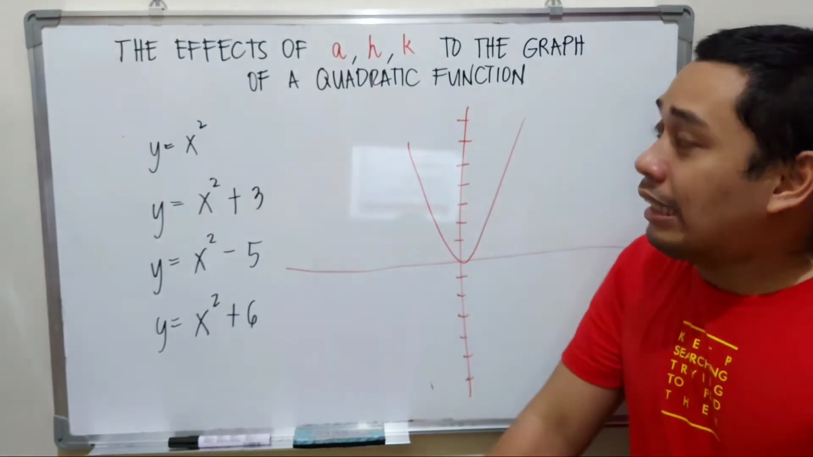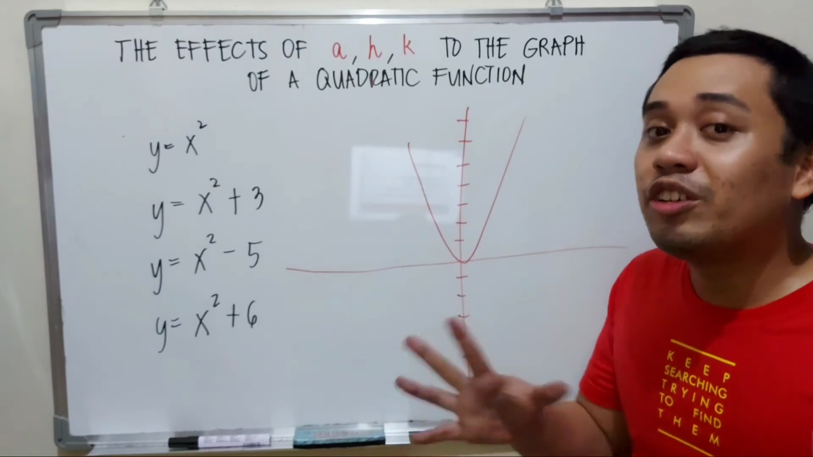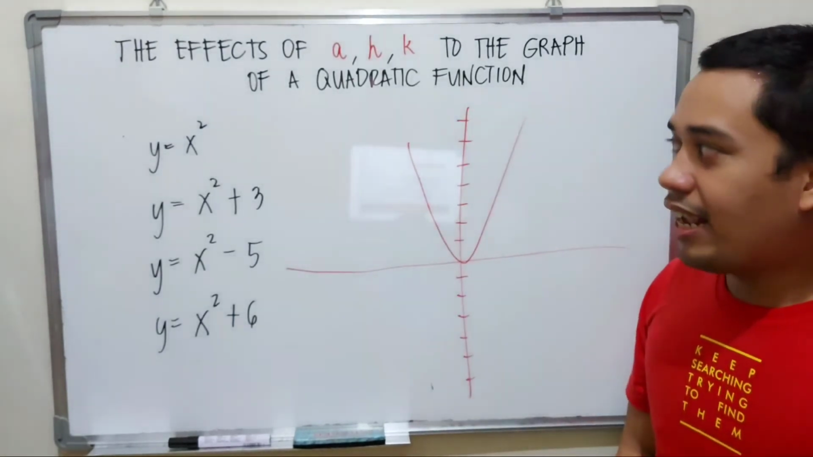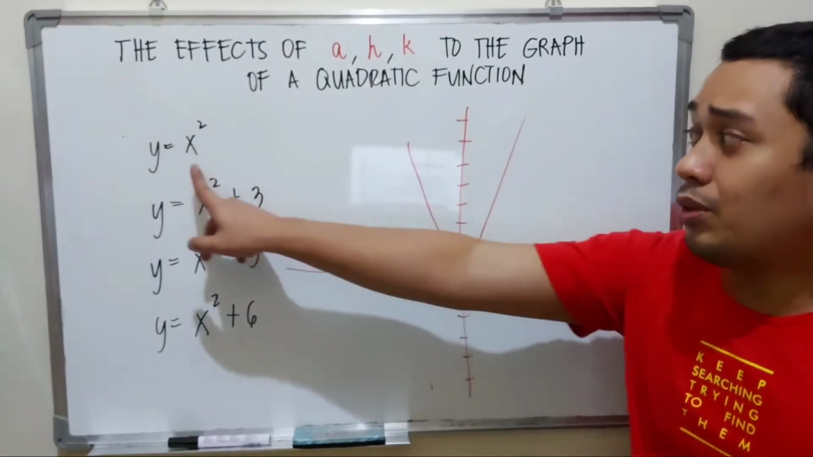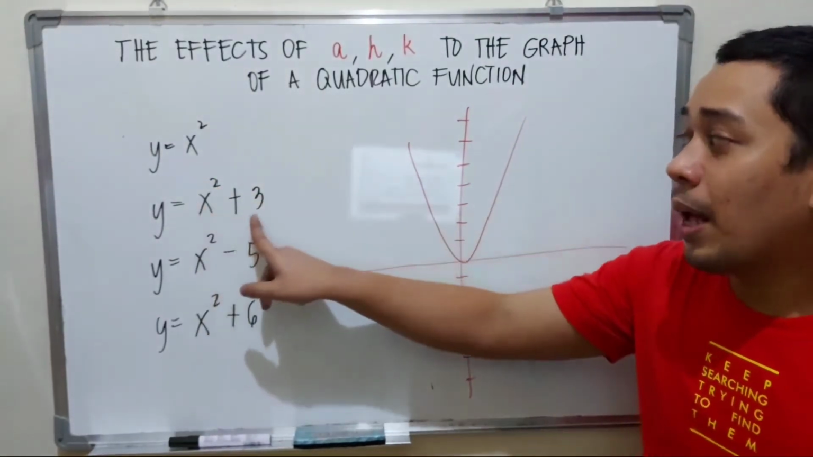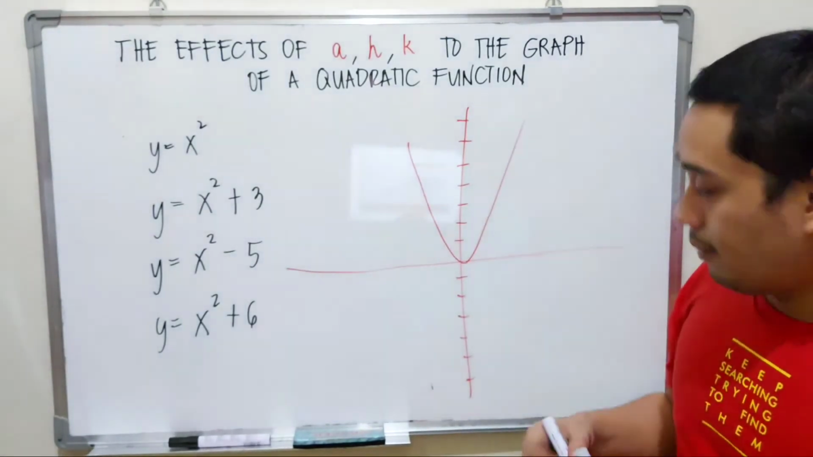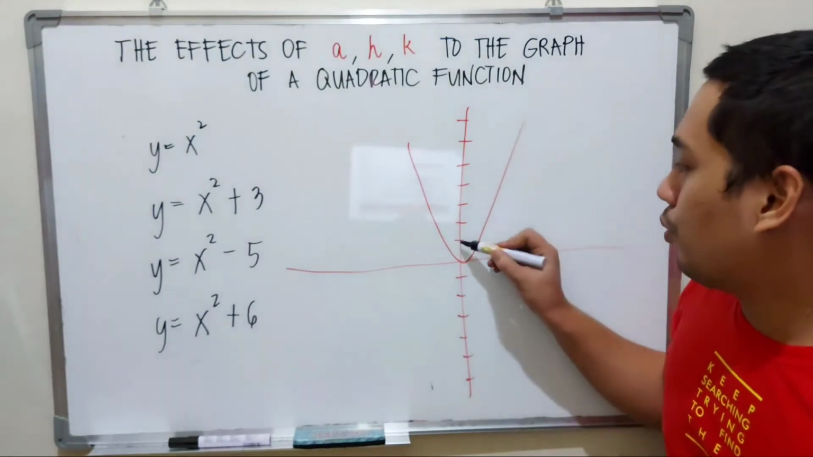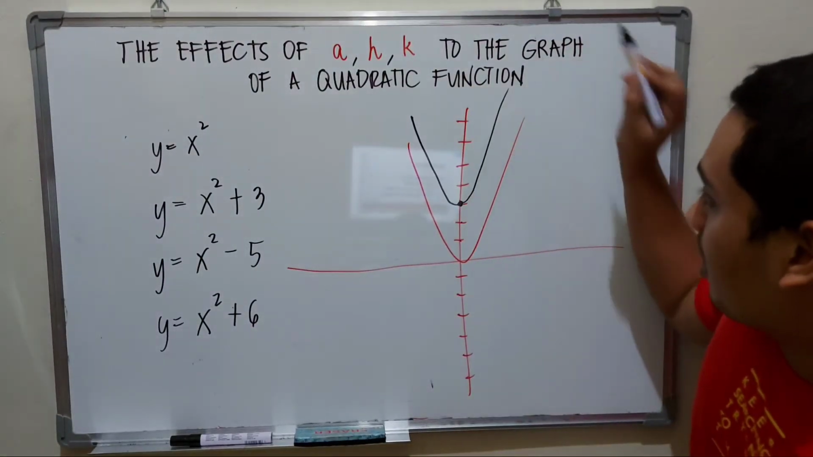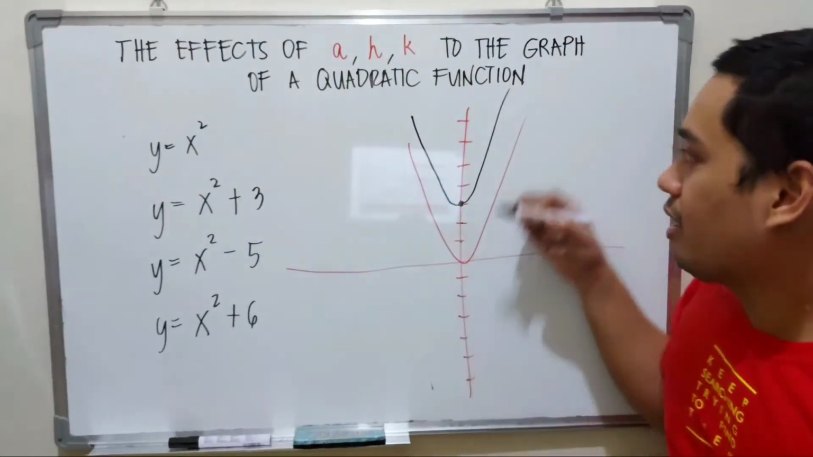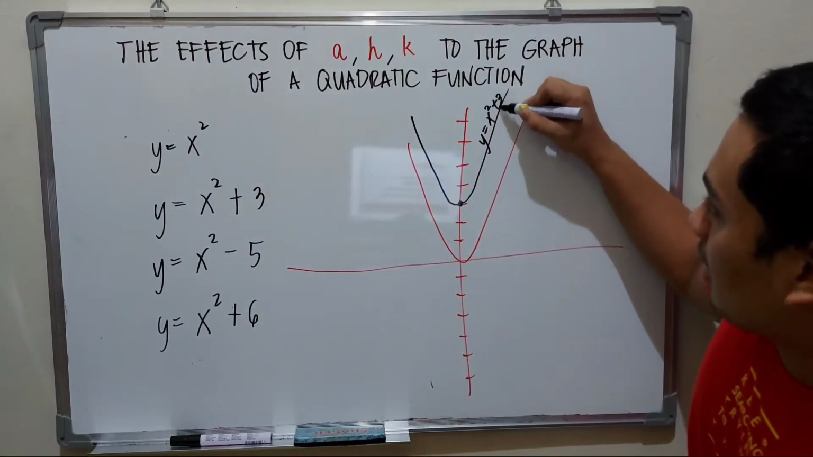Kapag naman tumingin tayo sa effects ng k, sabi dyan, upward or downward yung change na mangyayari. So, if this is our standard position at 0, 0, yung y is equal to x squared, pag nag-plus 3 ka, tataas ka lang ng 3 units. So, bilang lang tayo, 1, 2, 3. Then, the graph should have its vertex right over there. So, siya yung y is equal to x squared plus 3.